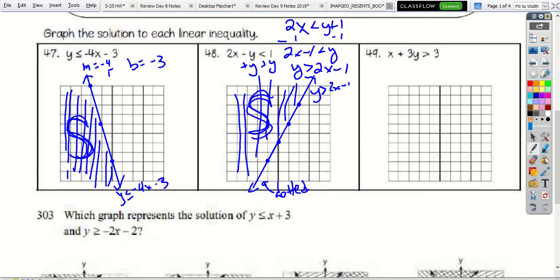All right, same thing here. So we're going to subtract the x. So we're going to get 3y is greater than -x plus 3. We'll divide everything by 3. And we'll get y is greater than -1/3 x plus 1. All right, so the slope is -1/3, the y-intercept is +1. So I'm going to go ahead and graph +1. Slope -1/3, down 1, right 3, or up 1 and left 3. There's my line.